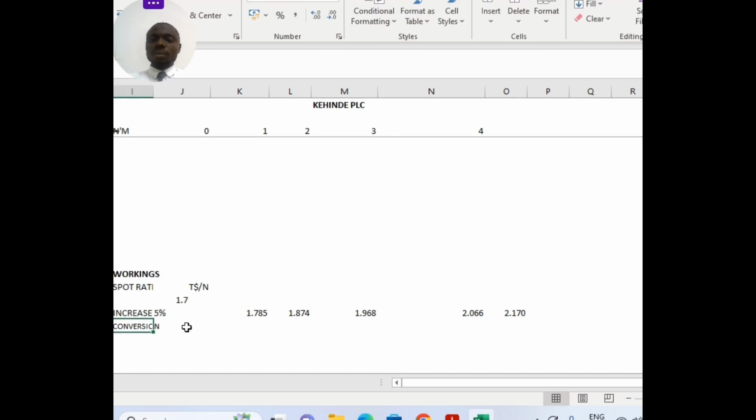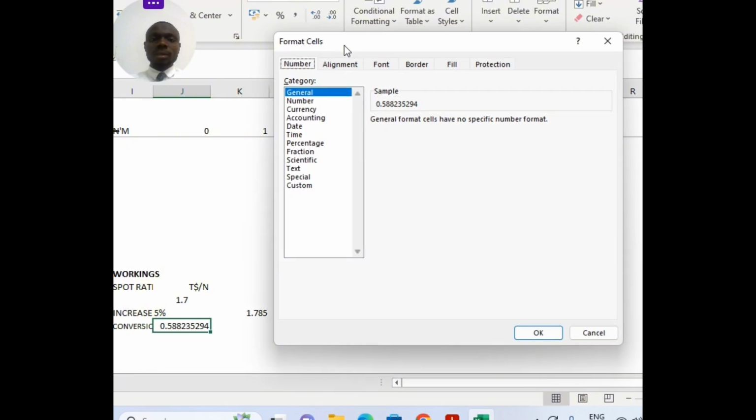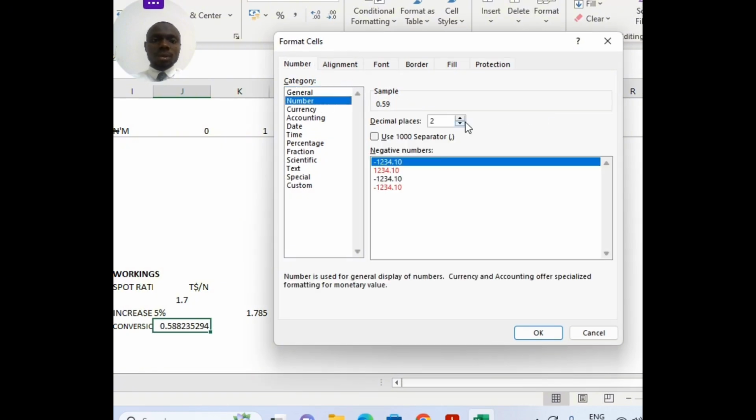Let me reduce this. So now the conversion, since the Naira sign is at the right hand side, what are we going to do? We divide. So it's going to be 1 divided by 1.7. So this is what we have here. Let me do this one to 4 decimal places, Ctrl+1. So this is 4 decimals.